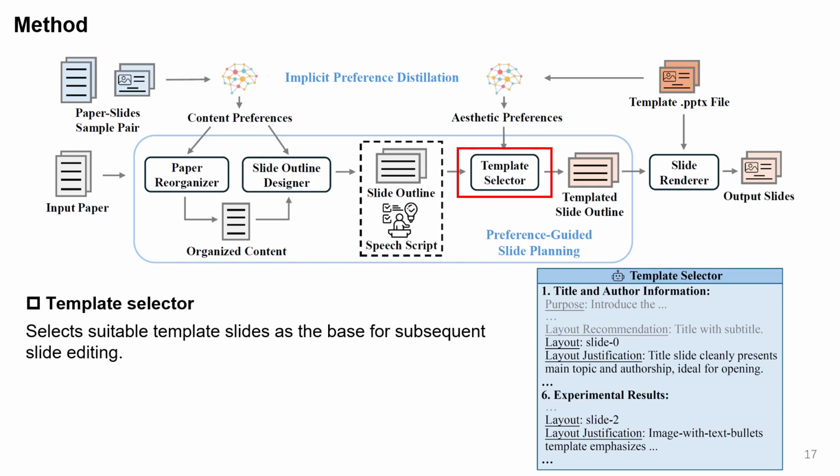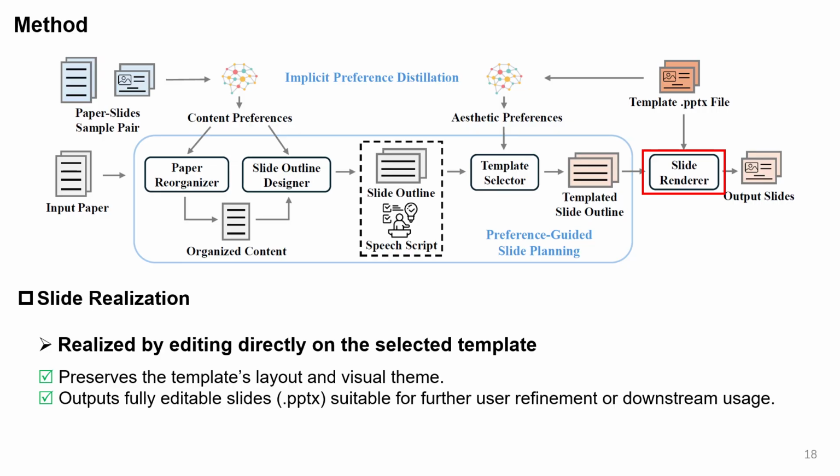Once the content outline is finalized, the system selects an appropriate layout for each slide by matching it with one slide from the user-provided template based on the slide-level aesthetic schema. This per-slide matching aligns with real-world authoring practices and enhances coherence between slide content and visual presentation. Finally, the system realizes each slide by editing the selected template layout using the outline and the corresponding speech draft. This editing-based strategy preserves the original layout and visual theme while producing fully editable slides that are suitable for further user refinements or downstream usage.